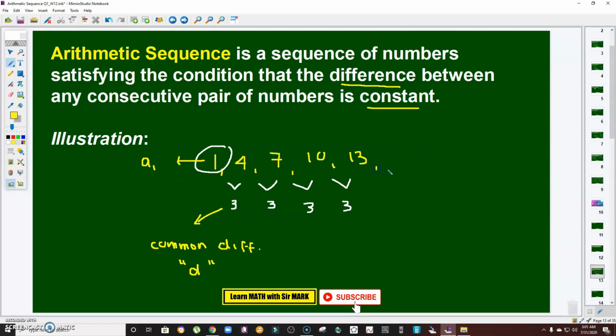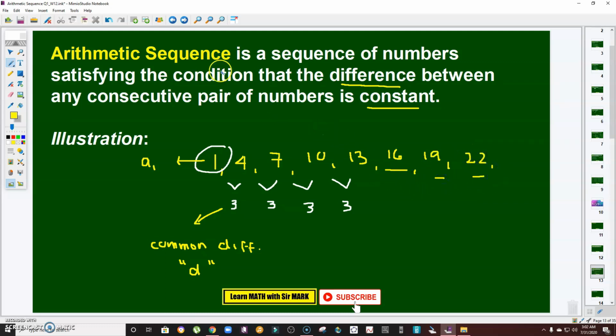Actually, you can now predict what is the next term, right? That is 16. How did it become 16? All you have to do is just add the common difference, 3. And so on. This one will become 19, 22, and so on.